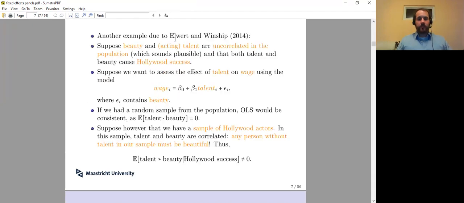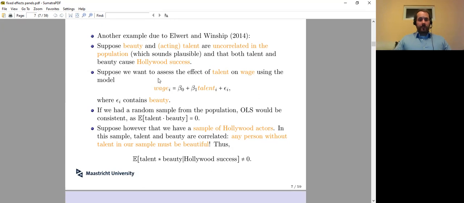Now, another example that I took from this paper here is about Hollywood stars. Let's suppose, for instance, that in the general population there is no correlation between beauty and talent, let's say acting talent. So in the population there is no correlation whatsoever, which sounds rather plausible. And both talent and beauty cause Hollywood success. So if you're very beautiful, you make it in Hollywood, and also if you're very talented, you make it there. And of course, if you're both, even better, while your chances are bad if you have neither of those.